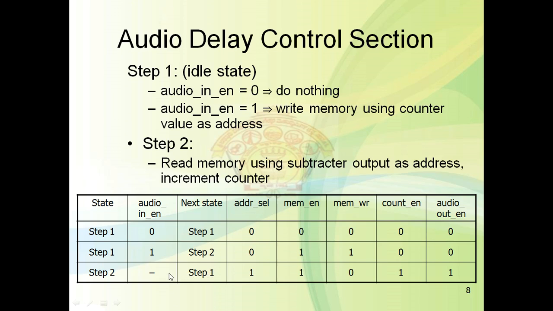The next operation is the read operation. For the read operation, address select is equal to 1, that is, we generate the subtractor address. We enable and activate the memory, and then do the read operation, so that signal must be equal to 0. Then we increase the counter by 1, and we generate the audio out enable signal.